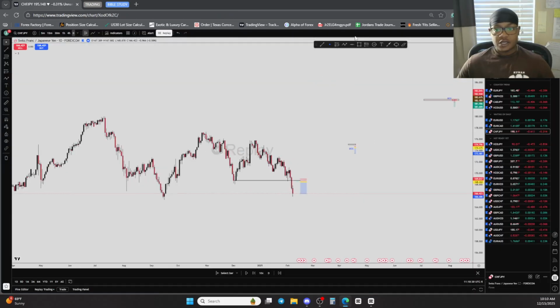Okay, so starting with CHF JPY, this is the Florida market trade. And how do you find a Florida market area of interest? Let me show you. So starting on the daily, my objective is to identify which way the market is moving. At the moment, we saw price go from this bearish to bullish trend, and then price flipped once more, getting back in a bearish trend.